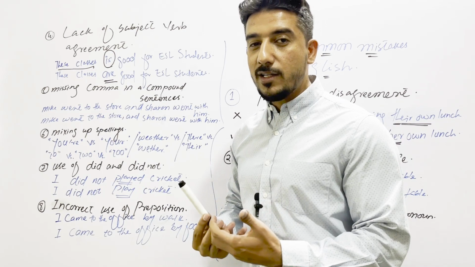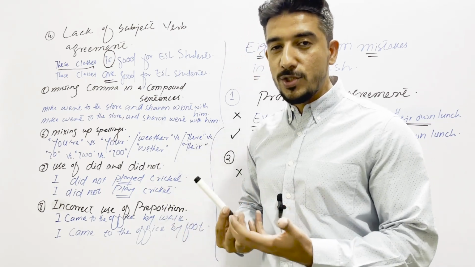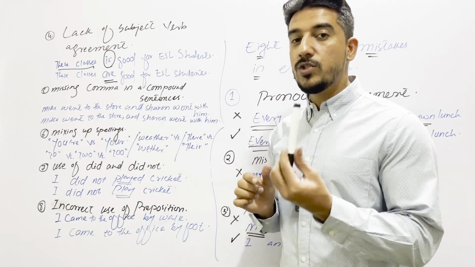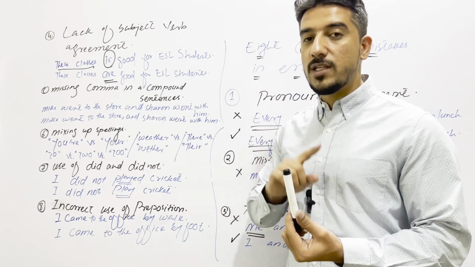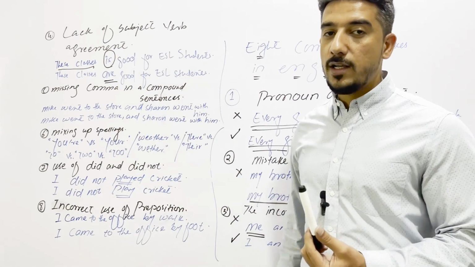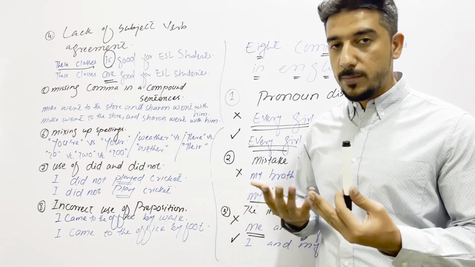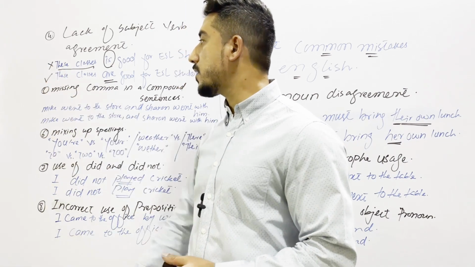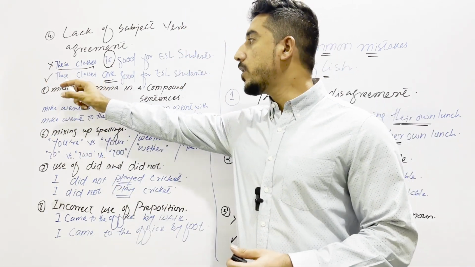So "this marker are good" is incorrect. You should say "this marker is good." "Is" is used with "this." You cannot use "are" with "this." This is called subject-verb agreement. So here this sentence is incorrect and this is correct because we are having the plural subject "are."